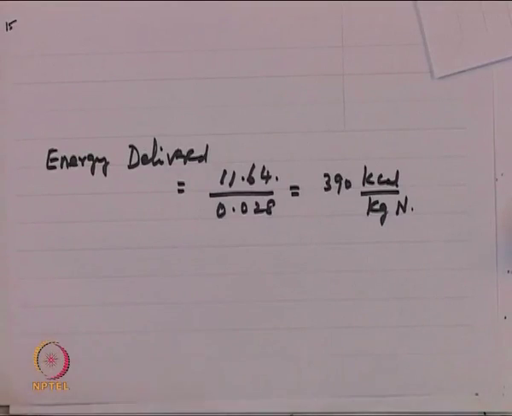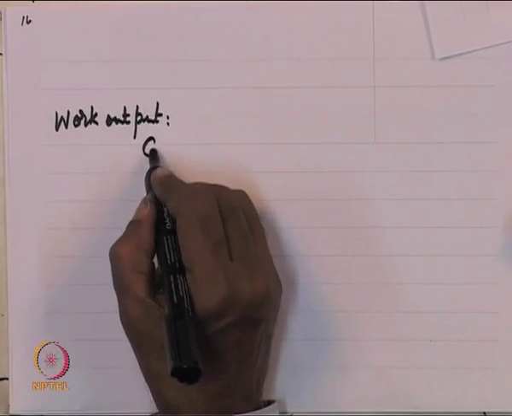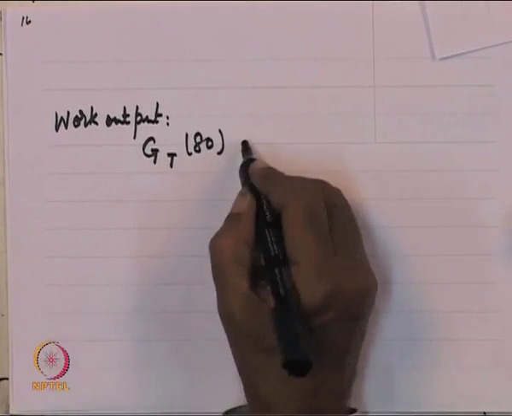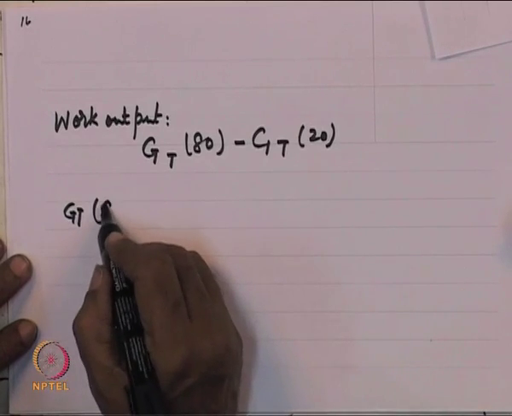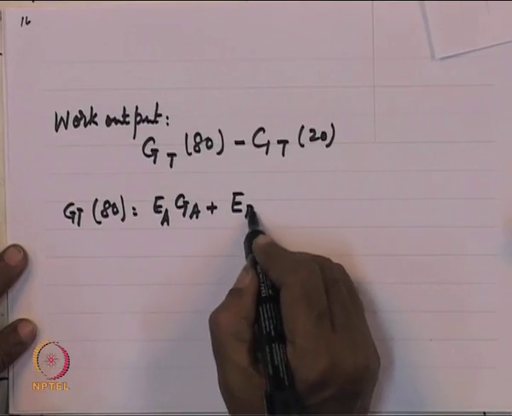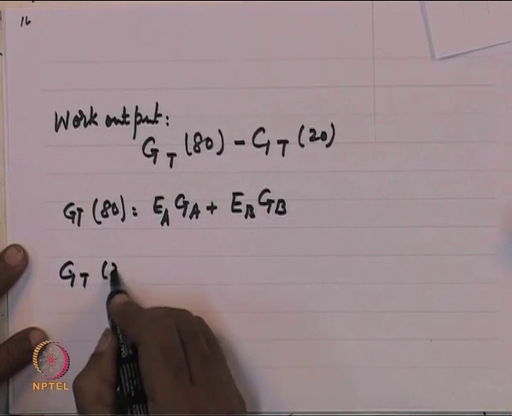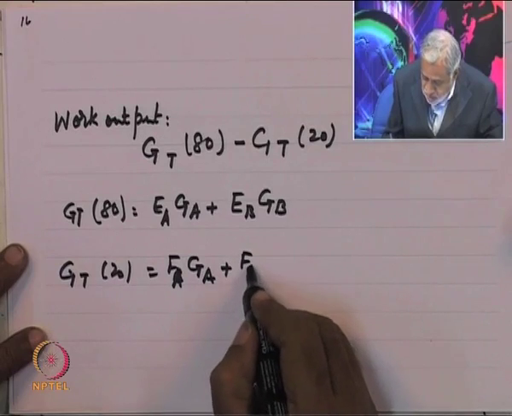Now, we can do a similar kind of calculation for work also, and I want you to do that. I will do that right away, just to go through these calculations, because it is not very difficult to do. So, I will not give you the details. If you do the same calculation for work, you find that work output is measured as GT at 80 minus GT at 20. How do you find GT? GT at 80 is calculated as EA GA plus EB GB. Similarly, GT at 20 is calculated as FA GA plus FB GB.